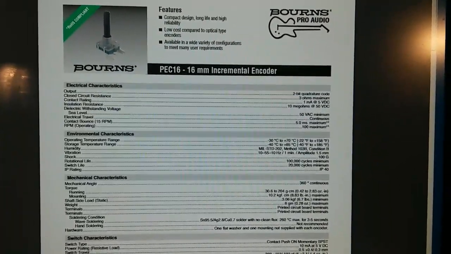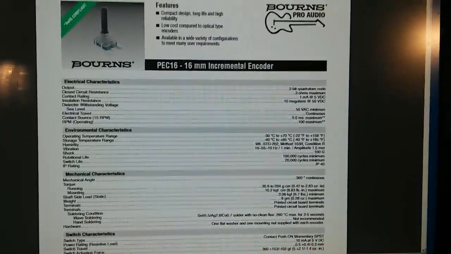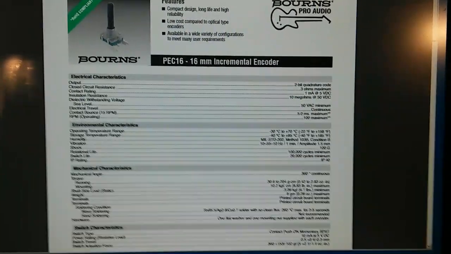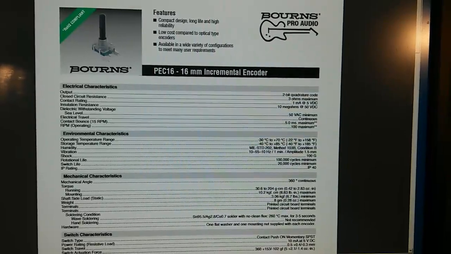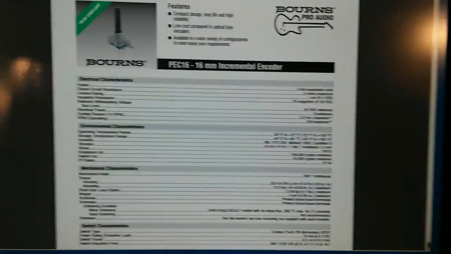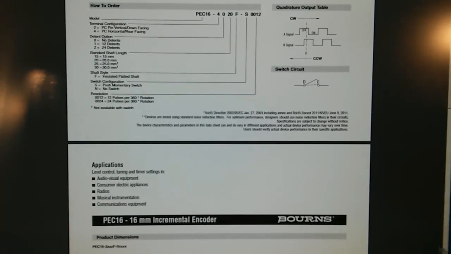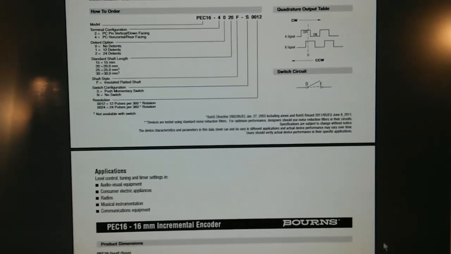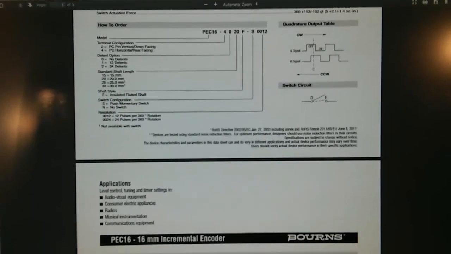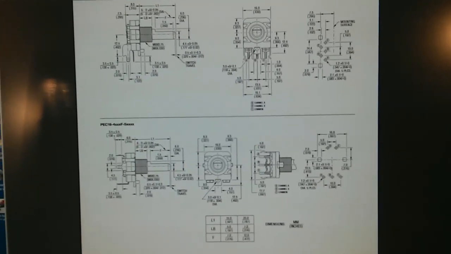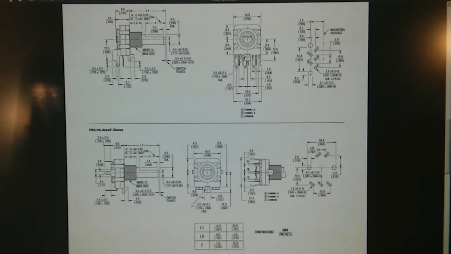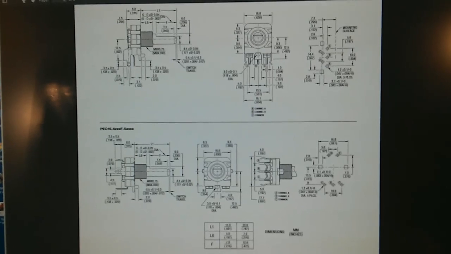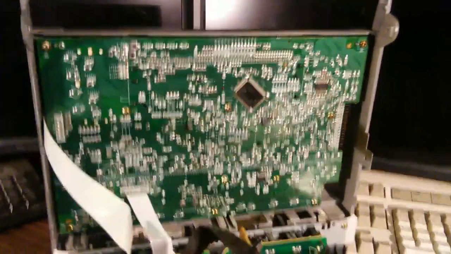I don't know how well this is going to show up, but here is a PDF web page of that part where it's talking about that Bourns digital encoder. And that's how we figure out our part number there. And those are kind of the dimensions of the thing. Pretty well matches what we have on ours. Hopefully that shows up.